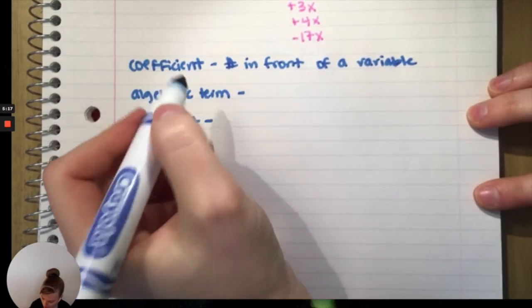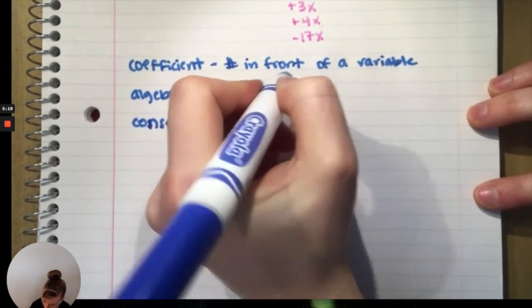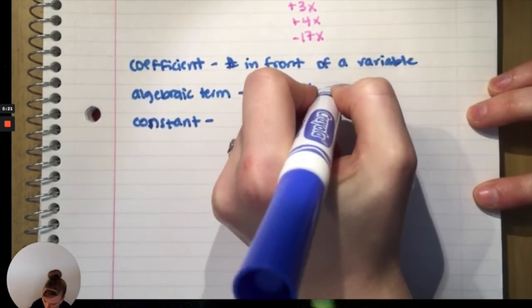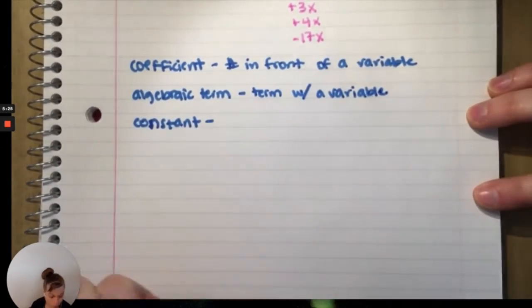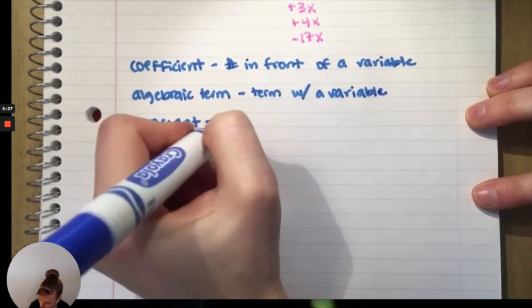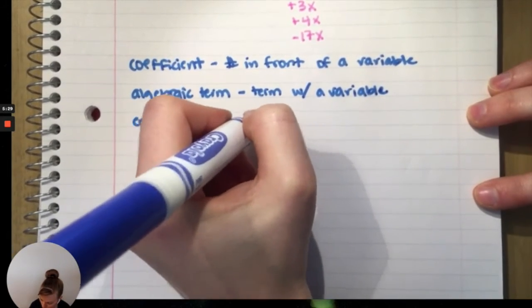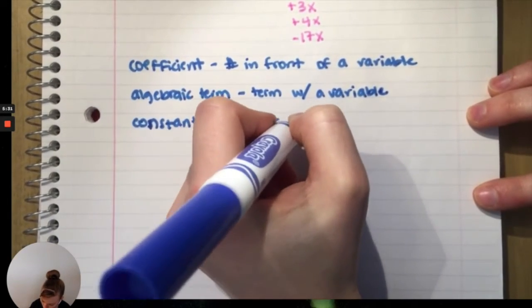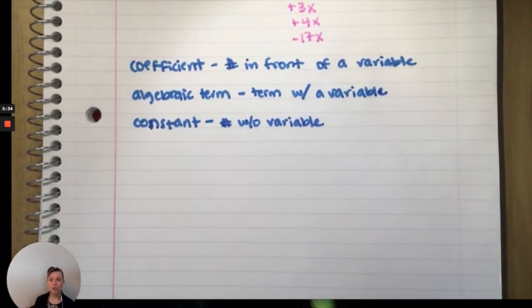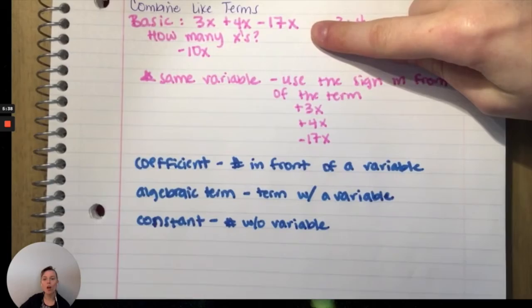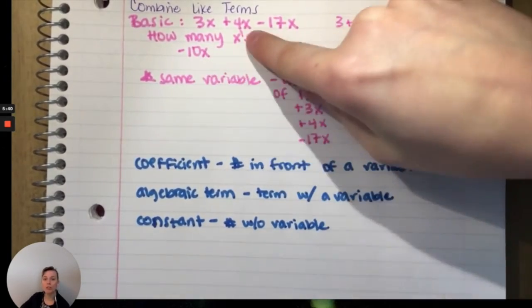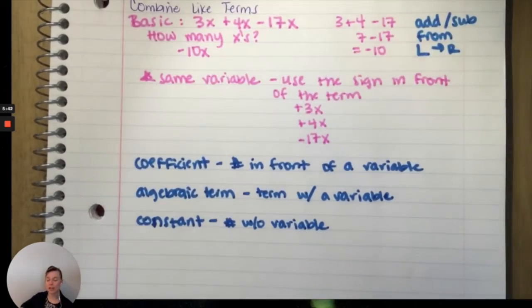Algebraic term is a term with a variable. Again, that's a shorthand for with. And then constant is a number without a variable. So for examples, a coefficient, if we looked up at our top example, our coefficients would be 3, 4, and -17. Those are all numbers in front of a variable. In this case, our variable was x.